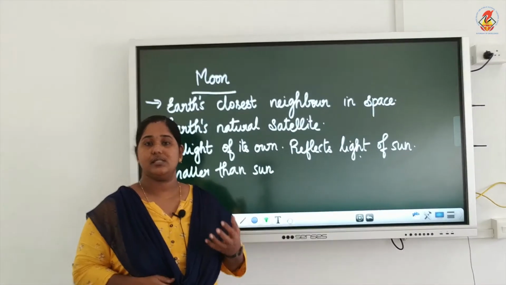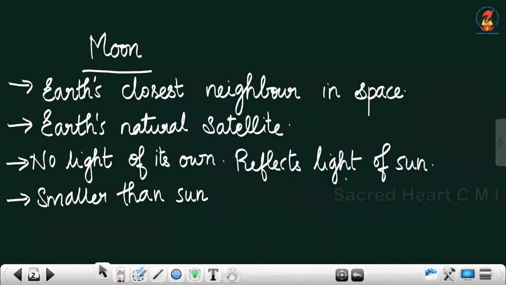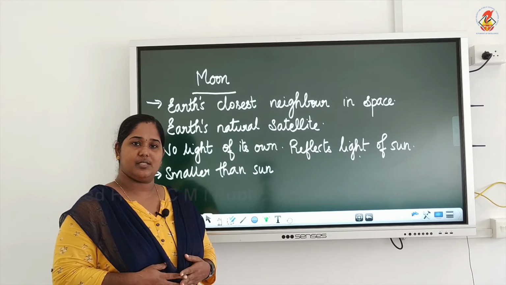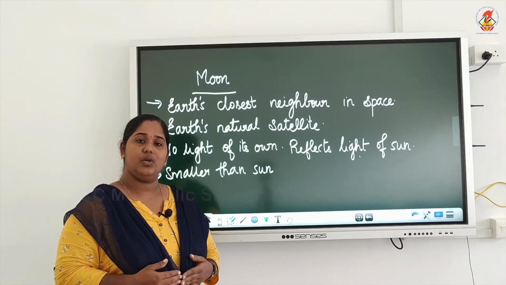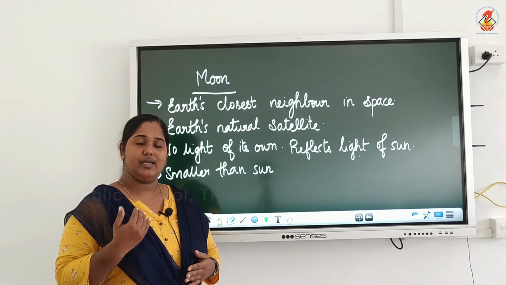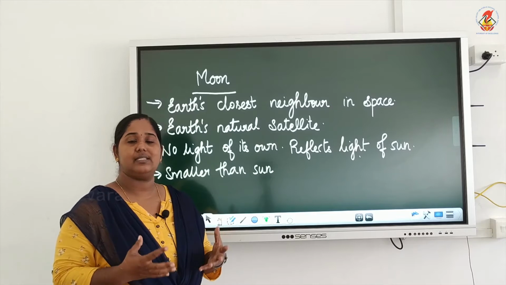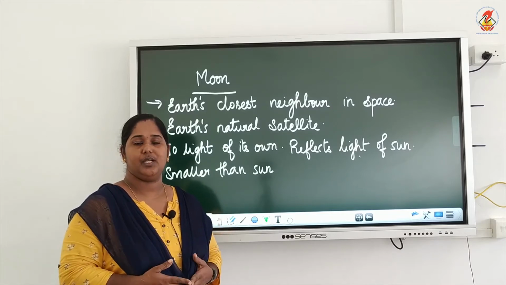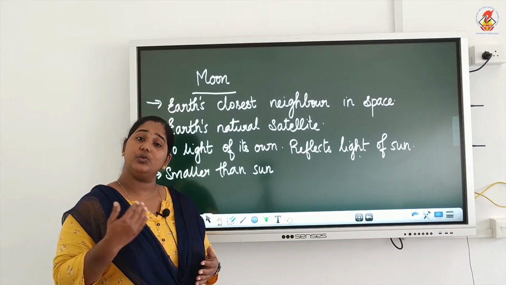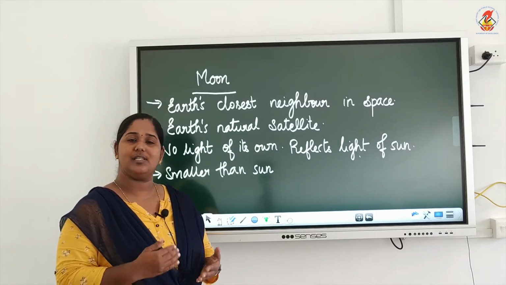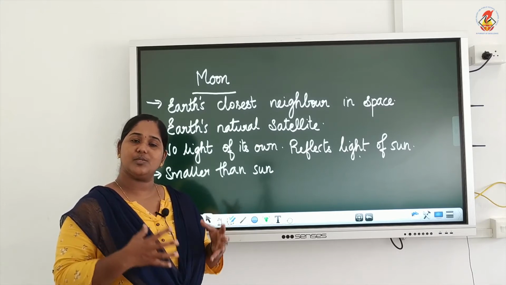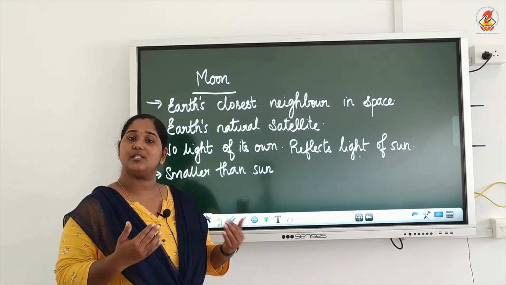It is the closest neighbor to Earth because it revolves around the Earth. Earth revolves around the Sun and Moon revolves around the Earth. It is very close to us. Even though Moon is smaller than the Sun, it appears to be of the same size as the Sun when you look from the Earth. That is because Sun is too far away from us and Moon is closer than Sun. So even though Moon is smaller, it appears to be of the same size because it is closer to us.